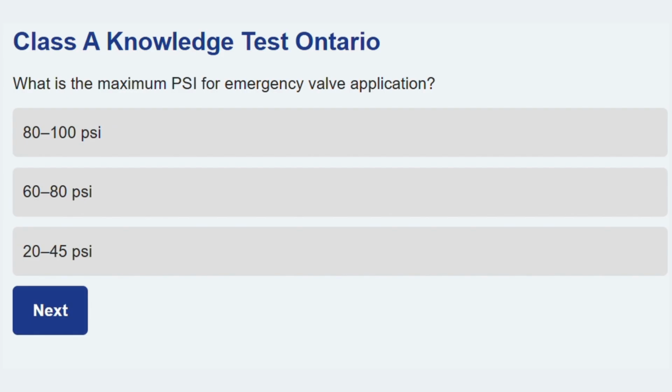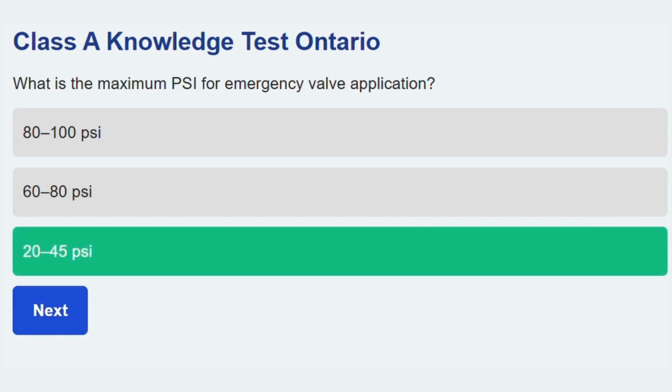Here's the next. What is the maximum PSI for emergency valve application? 20 to 45 PSI. That pressure engages spring brakes in an emergency.